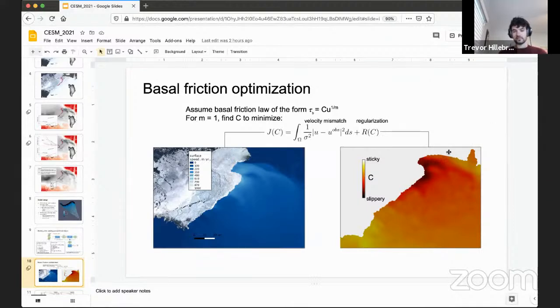So you can see in this map of the basal friction coefficient on the right, where we have a slippery bed in these dark red and black areas, corresponds to the regions of high surface velocity.